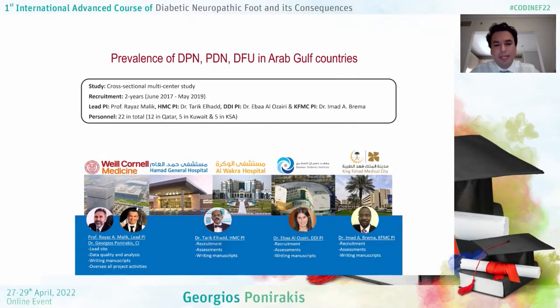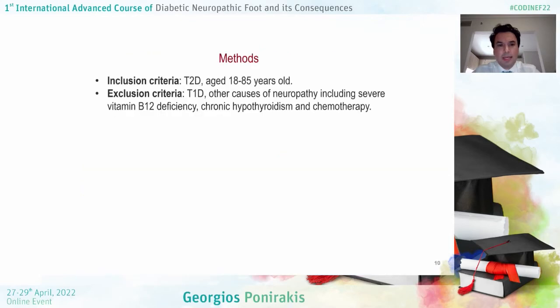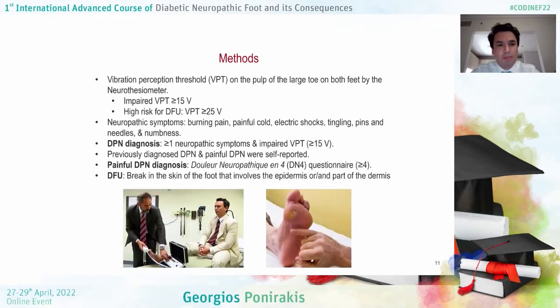Finally, we had another study done here in Manchester that Professor Malik briefly covered, in collaboration with studies in different Arab countries, including Qatar, Saudi Arabia, and Kuwait, where we recruited patients with type 2 diabetes aged between 18 and 85. We performed vibration perception threshold using the neurothesiometer, where we defined impaired vibration perception threshold as equal or higher than 15 volts, and high risk for diabetic foot ulceration as equal or higher than 25 volts.